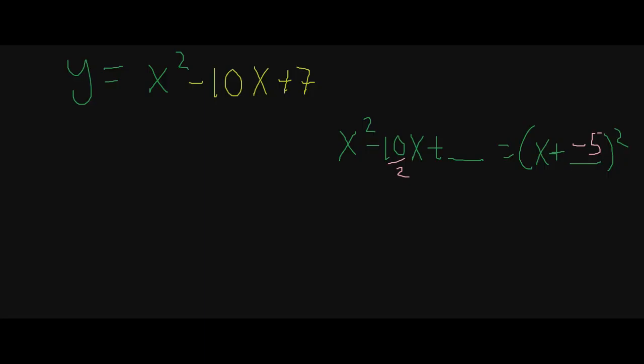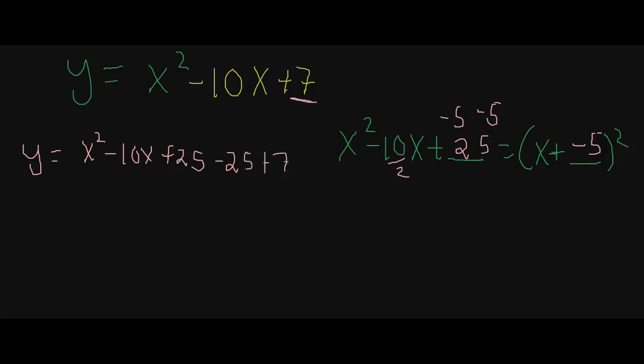Now what do we do with the negative 5 to get the number that's going to go out here? You multiply it by itself. Negative 5 times negative 5 gives me positive 25. So ideally, we would want this number here to be 25. So we're just going to add it: x squared minus 10x plus 25. But if we add 25, like I mentioned, we have to subtract the 25. And then we still have this plus 7.